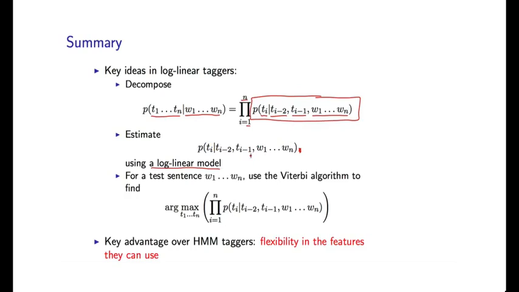The final insight in log linear models is that for a given test sentence w1 through wn, we can use the Viterbi algorithm to find the highest scoring or the highest probability tag sequence. And we can use the Viterbi algorithm because we do have this Markov style assumption in these models that the ith tag depends only on the previous two tags in the context.